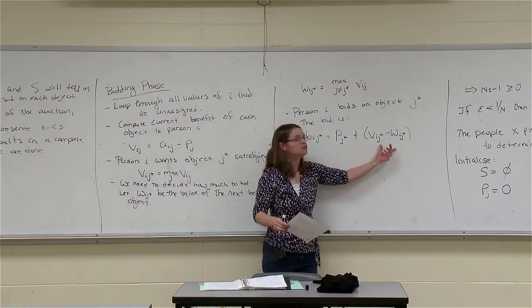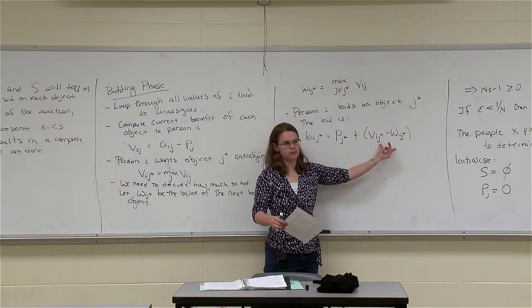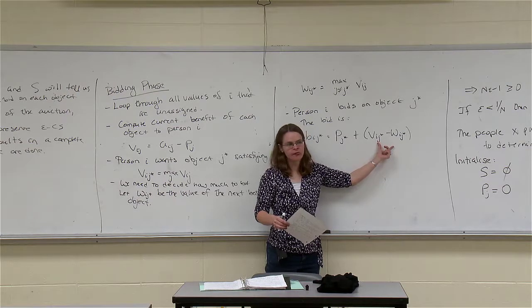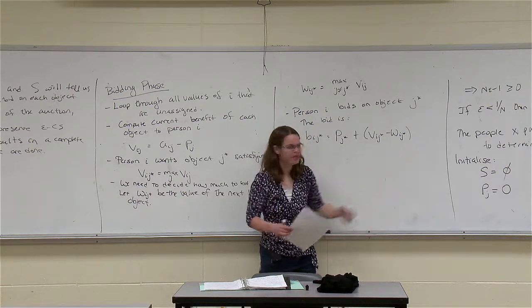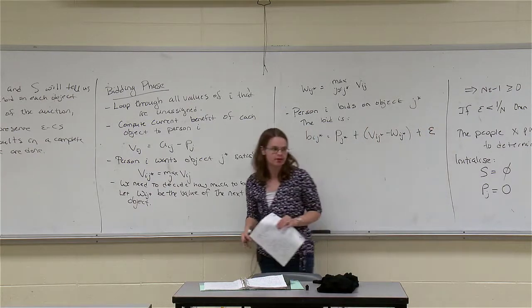Okay, so again, this could be 0. It could be positive. It's never negative, right? So we're going to get P plus something greater than or equal to 0. He can't bid P, right? He's not going to win if he bids P. So then we're also going to include a plus epsilon just to be sure that the bid goes up.